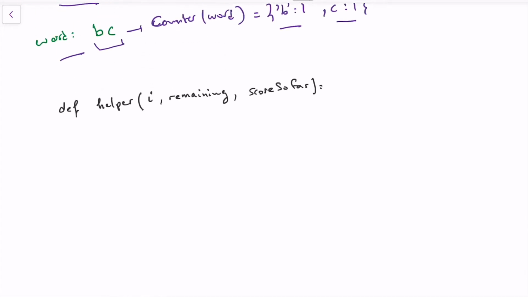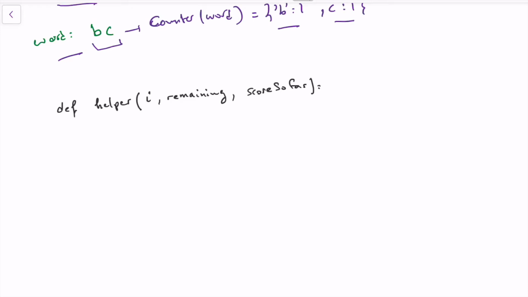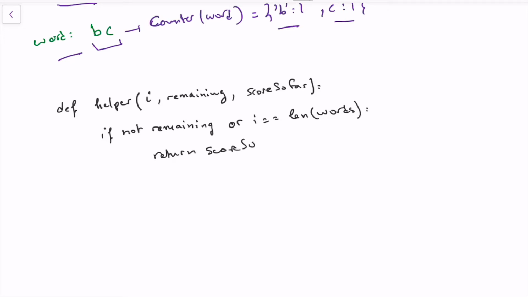So when do we stop? So first the stop condition, because this would be recursing, so we would need the base case, right? So if we no longer have any remaining letters to use, or if we reach the end of the words, there is no more words to consider, right? In that case, we could just return the score as the result and be done. Return the solution, basically.